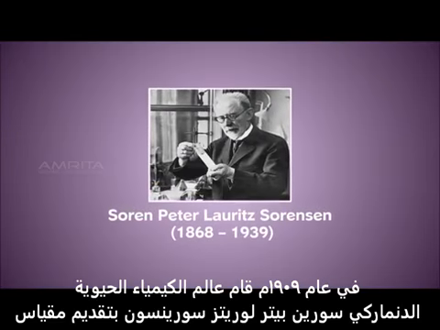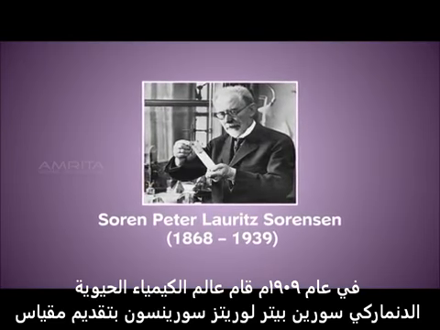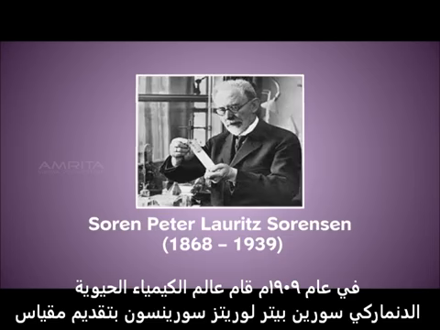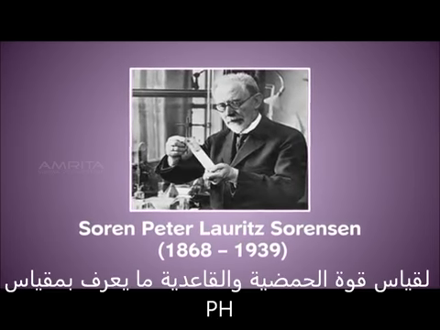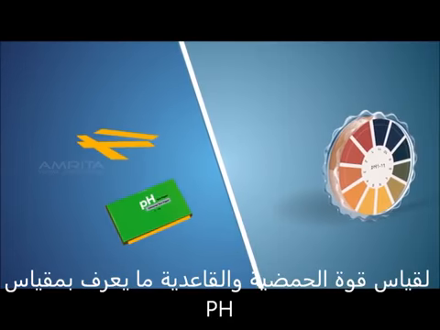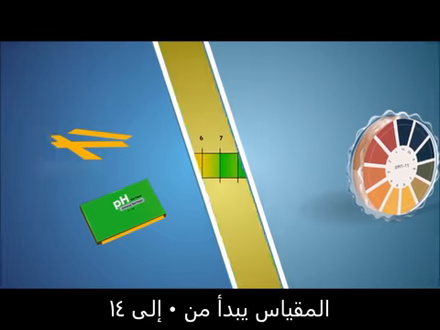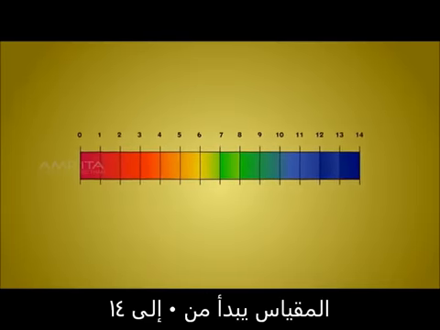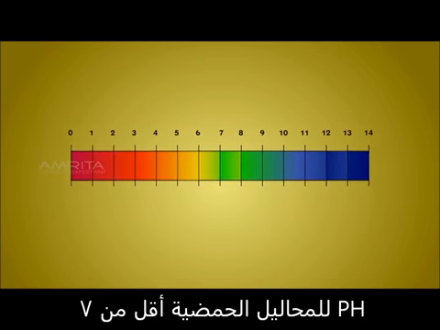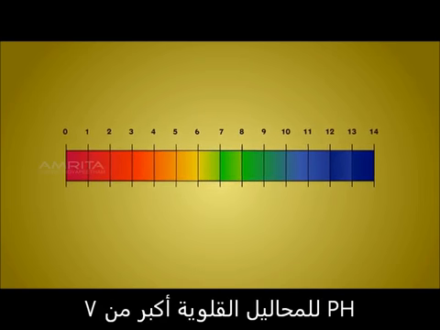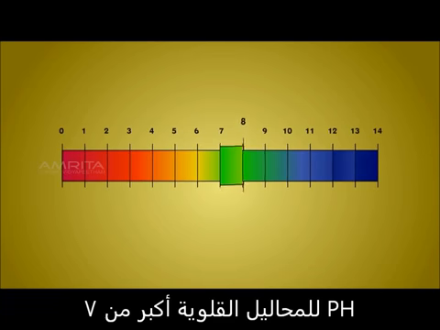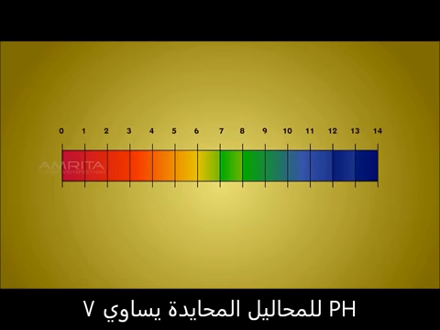In the year 1909, a Danish biochemist, Søren Peter Lauritz Sorensen, introduced a scale to measure acidic or basic strength known as the pH scale. The scale runs from 0 to 14. The pH of an acidic solution is less than 7. The pH of an alkaline solution is greater than 7. The pH of a neutral solution is 7.